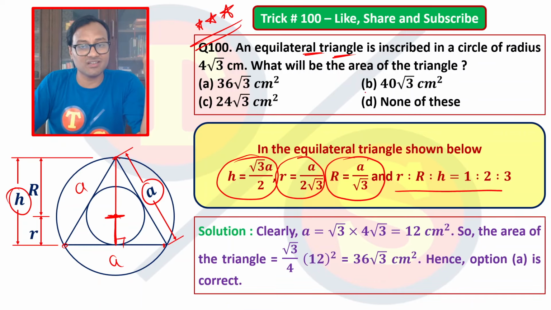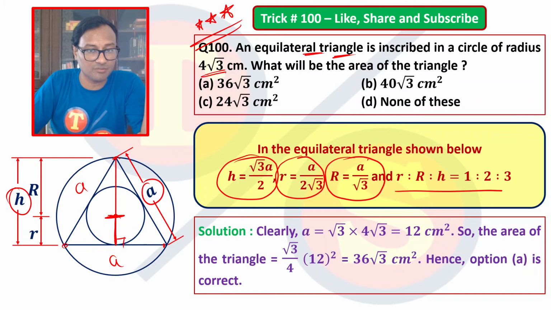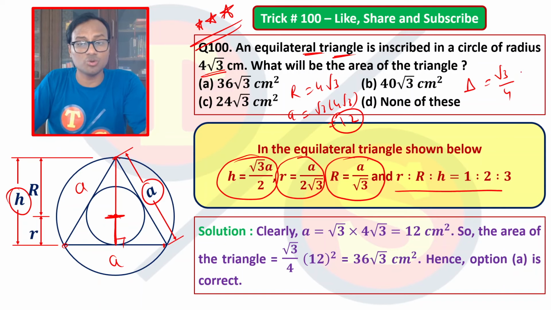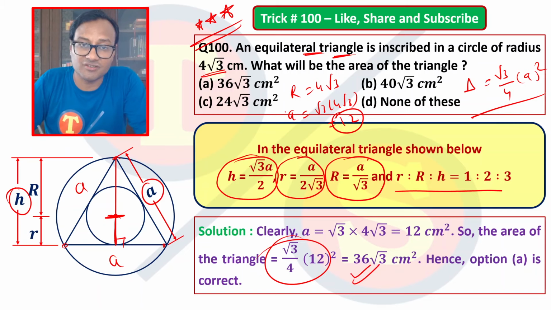So they are saying that an equilateral triangle is inscribed in a circle of radius 4 root 3 centimeter, meaning the value of R is 4 root 3. So we can immediately calculate the value of A: root 3 times 4 root 3. That will come out to be 12. Then what will be the area of the triangle? The area of an equilateral triangle is root 3 by 4 times the side squared. So calculate the area and you will have the answer with you.